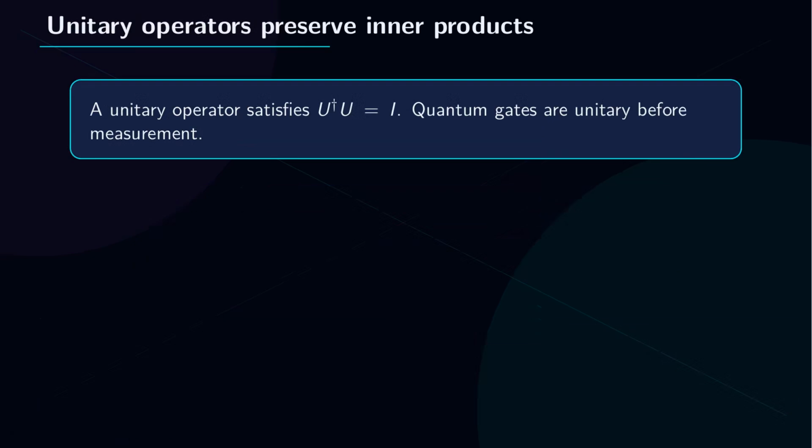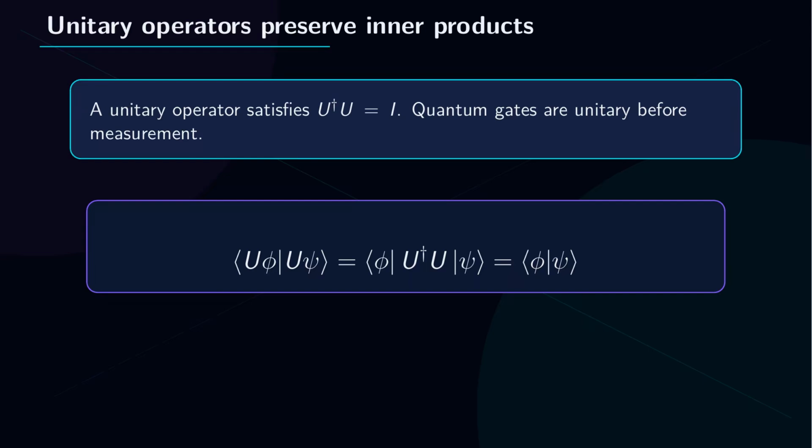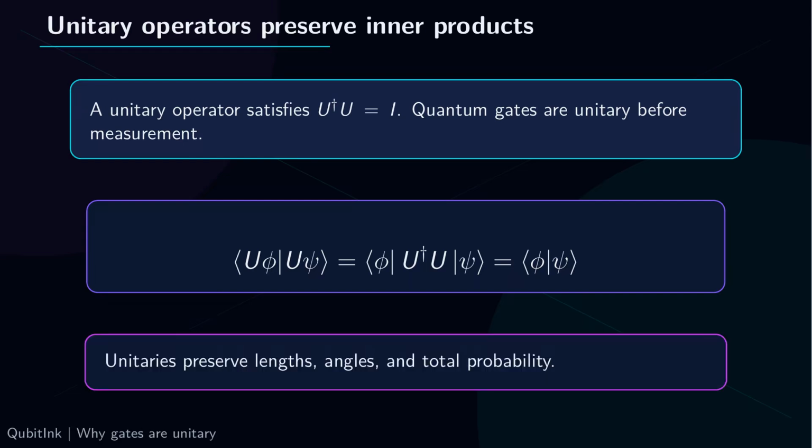A unitary operator satisfies U dagger U equals the identity. Quantum gates are unitary before measurement. This equation shows the key consequence: applying the same unitary to two vectors leaves their inner product unchanged. Therefore unitary transformations preserve lengths, relative angles, and normalization. In quantum mechanics, that means total probability is preserved.